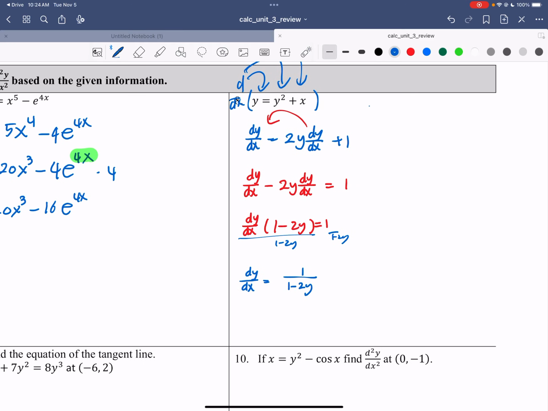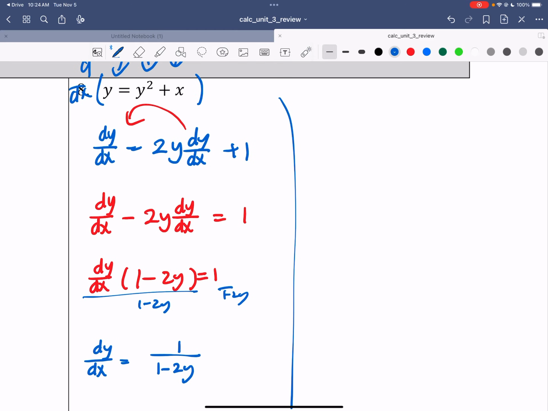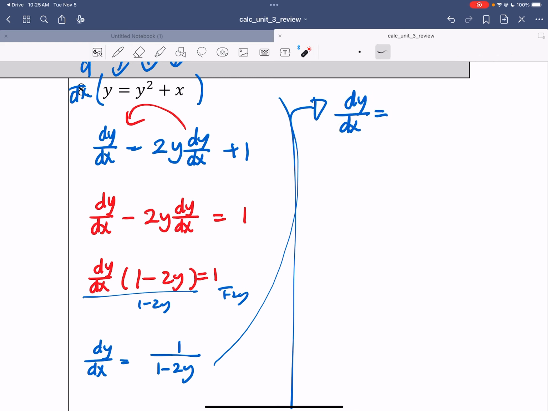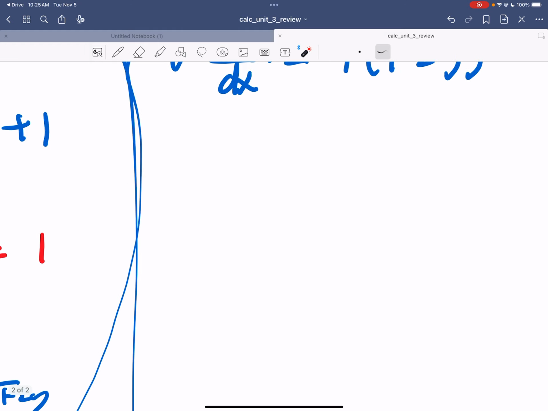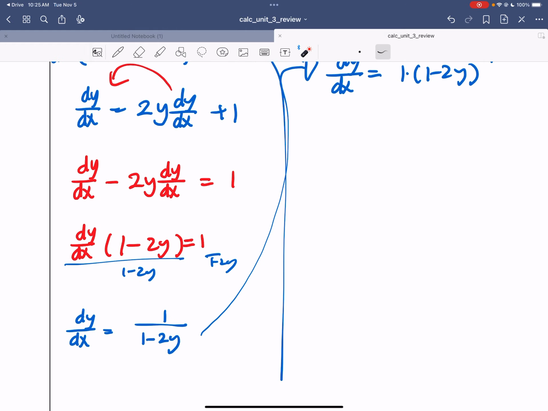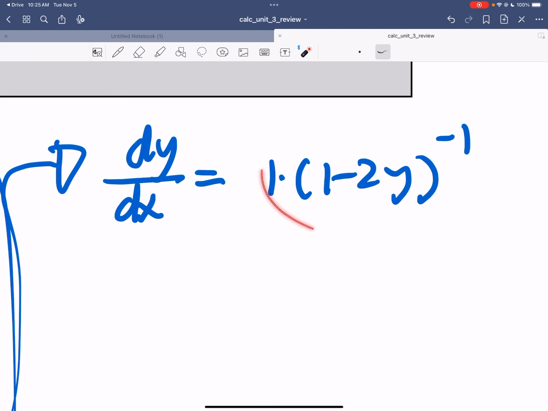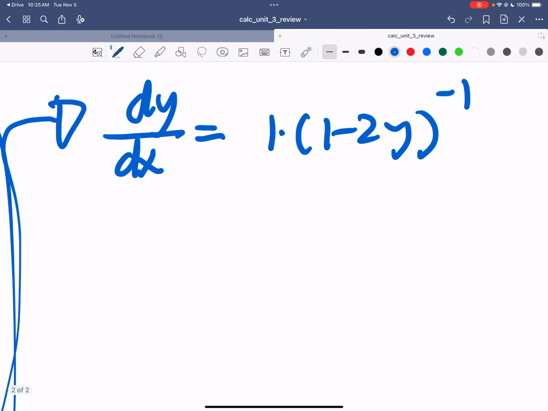Now I can differentiate it one more time based on this, but let me rewrite it. It's going to be dy/dx equals, because I cannot do anything with this one, so I will have just 1 times (1 minus 2y) to the negative 1 power. Now I can differentiate it. And here I don't really need 1, but I just put it because if you have some other number like 3, then that's the number that you will have. I hope you remember how to do this one. So let's do this.